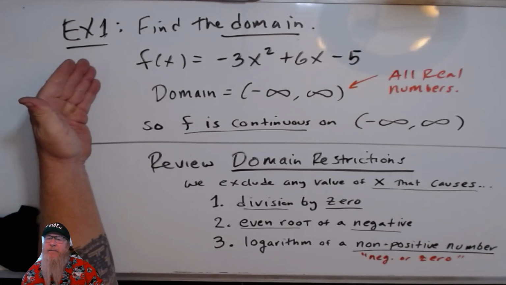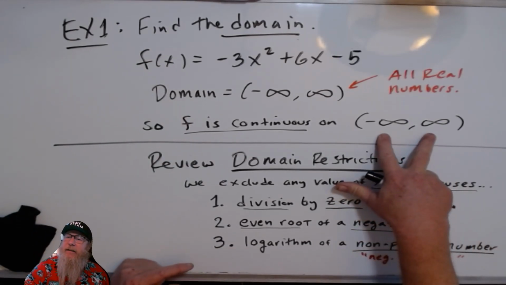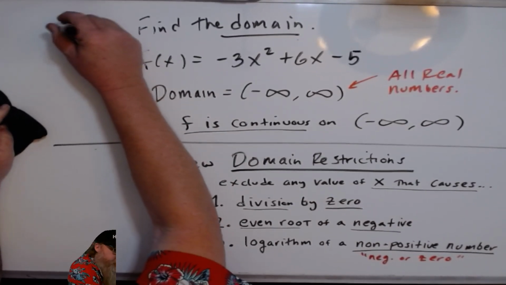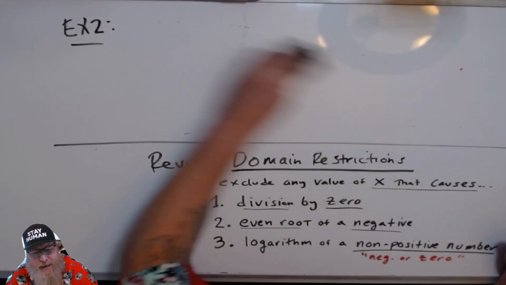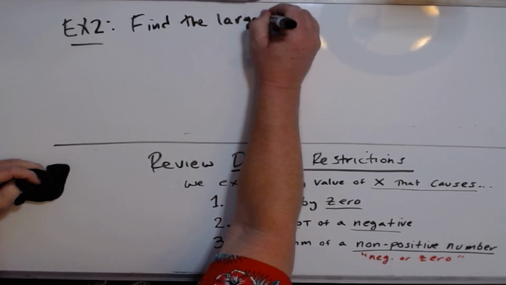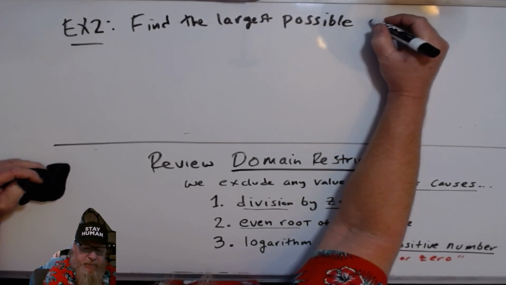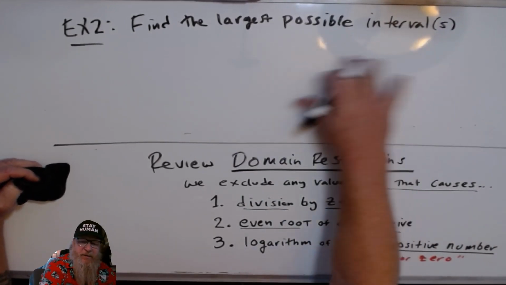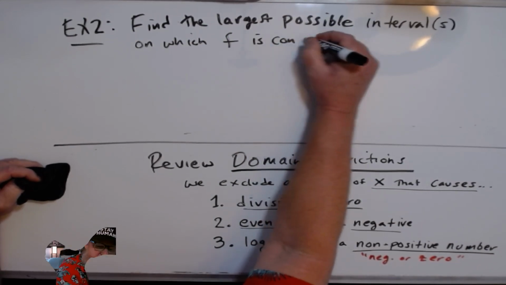Example one is a polynomial. It's probably the most pure, simple function that we've seen and that we will see, and it has a domain of all real numbers, no restrictions. In all of these questions, I will be finding the largest possible interval. I sometimes phrase it differently, but I want you to know that this means the same thing. And sometimes there's more than one interval. So find the largest possible interval or intervals on which the function is continuous.